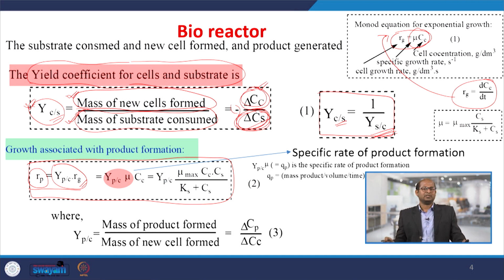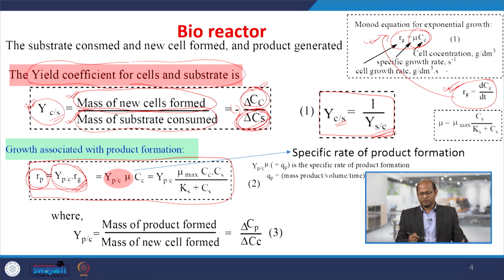So, how much product forms when a cell reaction is there? Substrate is gradually consumed and new cells form. Rg is the new cell formation, the rate of formation of the cells. With that, on the right hand side you can see the product, which may be ethanol for a particular reaction, or some other useful compounds or components. So, if we want to know the rate of formation of that particular product, then we have to express it in terms of Rp. Rp equals Ypc into Rg.